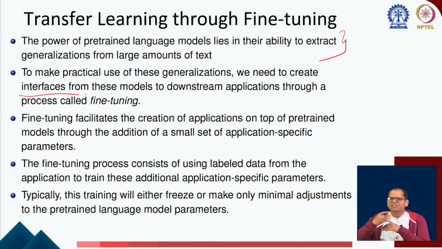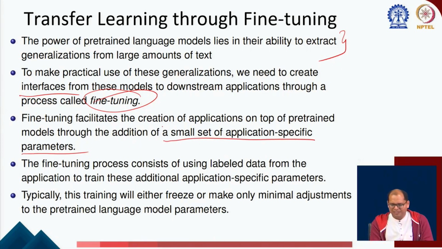We will create some interfaces, and this is called the fine tuning process. So what will fine tuning do? On top of this pre-trained model, I will create one application: a classification application, a sentence pair classification application, NER, and so on. The way I do it, I add a small set of application specific parameters, and I have to find out the best values for these parameters. But that is all.